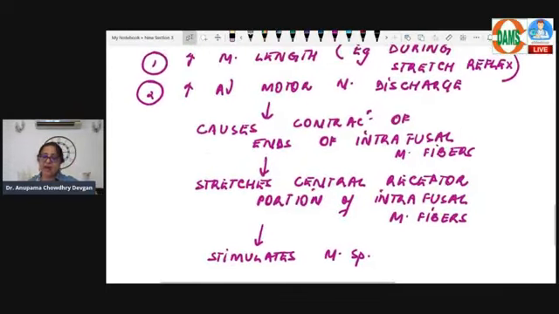Number 1, if I increase the muscle length or stretch the muscle, for example, during a stretch reflex, or if I increase the A gamma motor neuron discharge. If I increase the A gamma discharge, it causes contraction of the ends of the muscle spindle. And if the ends contract, the central receptor portion gets stretched, and that in turn will stimulate the muscle spindle.